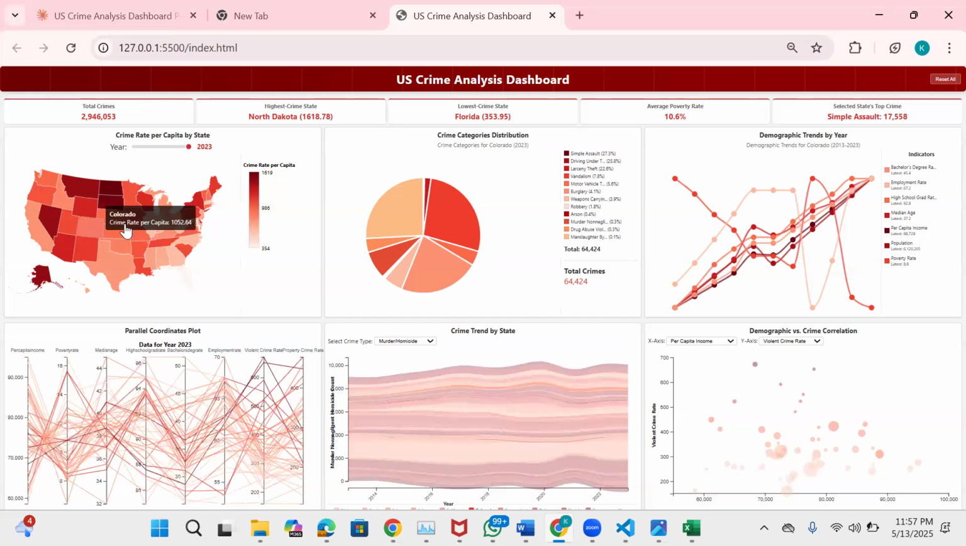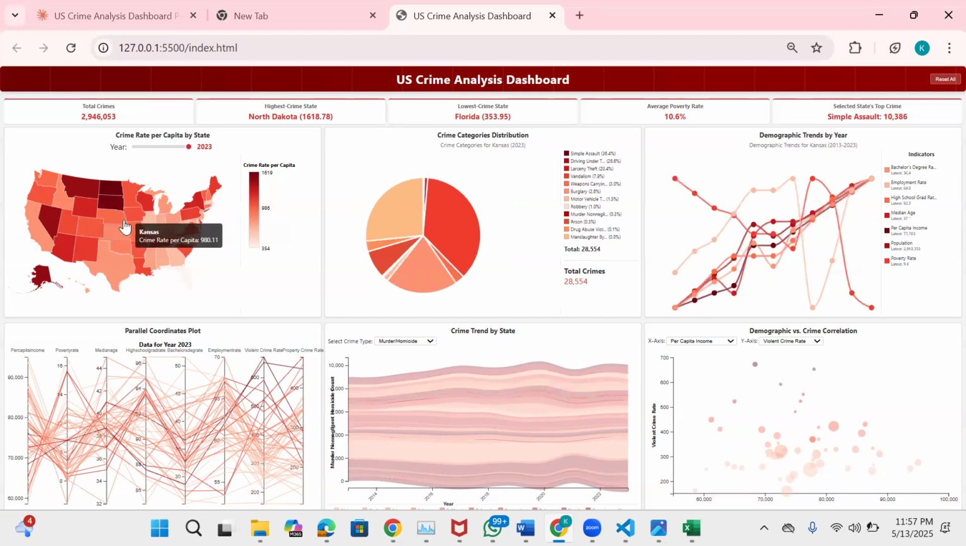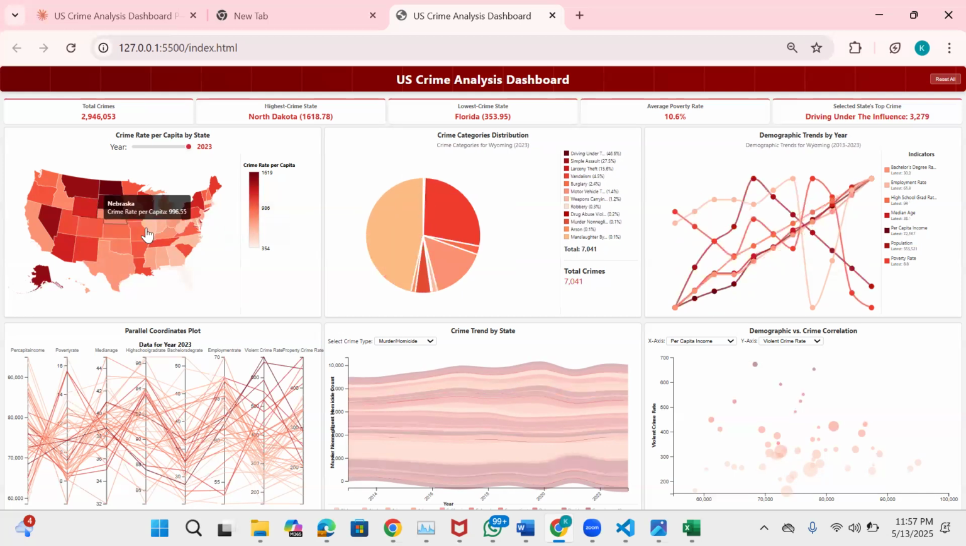The upper center pie chart shows crime categories in our selected state. For Colorado in 23, simple assault comprises about 27.3% of the offenses, whereas DUIs comprise about 25.8% of the offenses, and larceny theft about 22.6%. Different states show distinctly different crime profiles, suggesting crime prevention strategies should be tailored according to the state rather than using a one-size-fits-all approach.